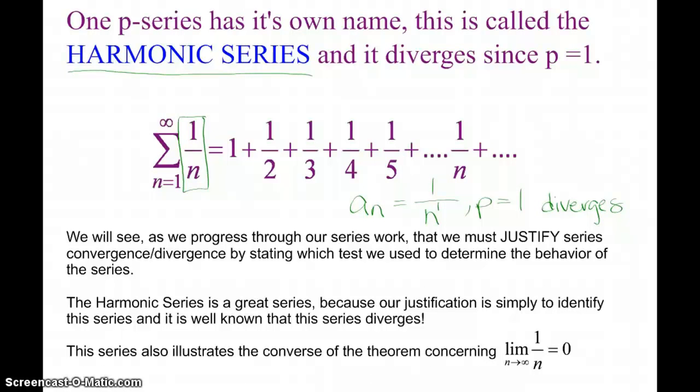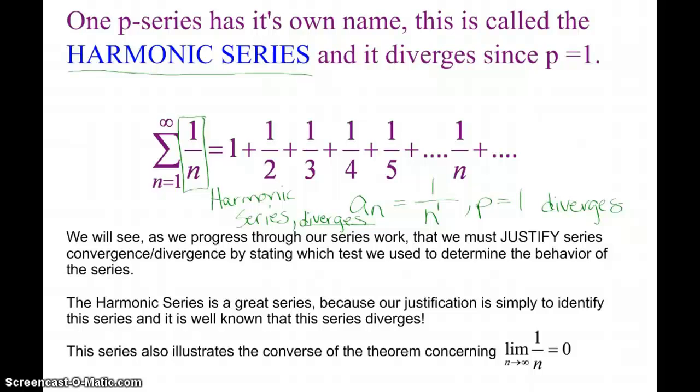So anytime you're dealing with this particular series, if you see the sum from n equal 1 up to infinity of 1 over n, all you have to do is state that you recognize it is the harmonic series. You don't even have to state that it's a p-series. It is a specific p-series called the harmonic series, and we all know, every mathematician who knows anything about series knows that the harmonic series diverges.